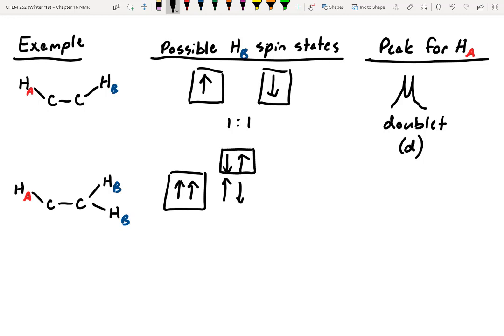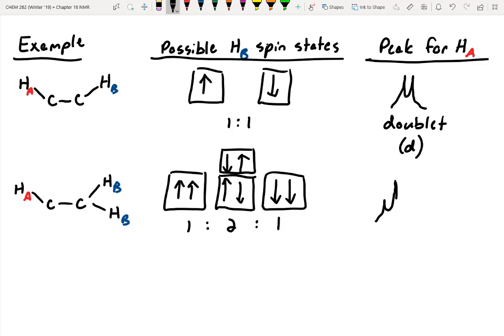Statistically, this can happen two different ways, or potentially they could both be spin down. So if we think about the statistical probability of the HB spin states, it's going to be a 1 to 2 to 1 probability ratio, right? So the peak we'll observe for HA is going to look almost like our stack of blocks, like a little trident. This is going to be a triplet, abbreviated as T. Does that make sense?